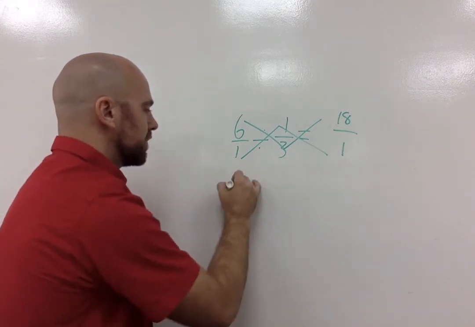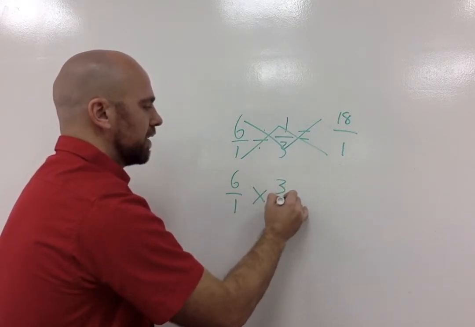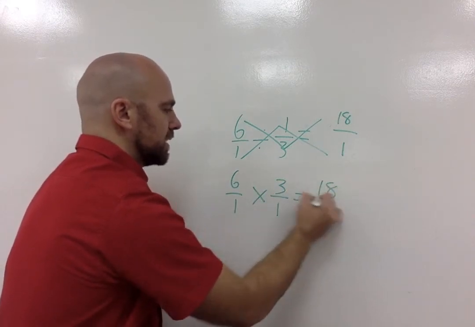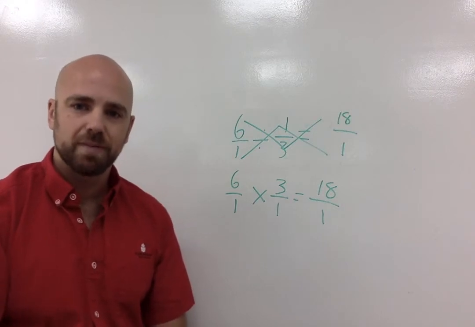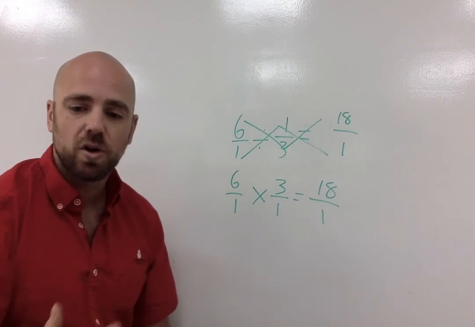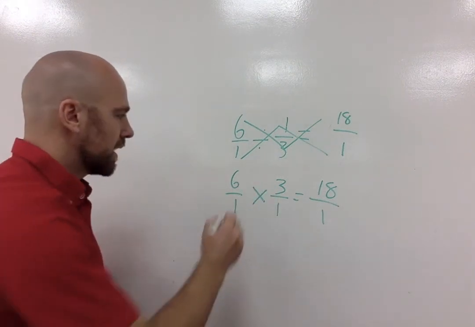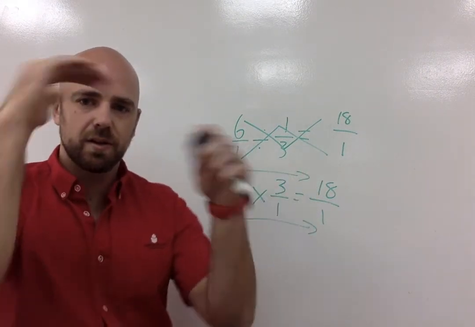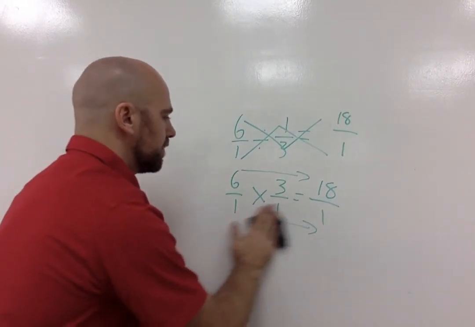Let's look at it the other way. So if I have 6 over 1, now I'm going to multiply and I'm going to flip it. I've got 3 over 1. I'm going to get the same thing. 6 times 3 is 18 over 1. So you can use whatever method you like better. If you don't want to rewrite the question and you just want to do this, that's totally fine. If you would rather flip it and just multiply straight across instead of crisscrossing, that's totally fine.